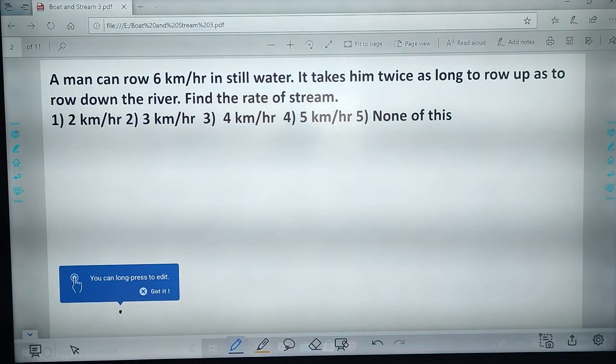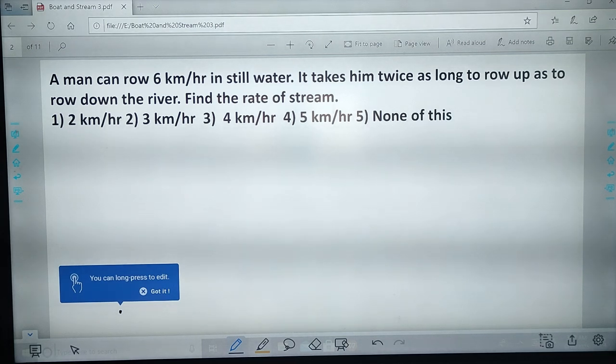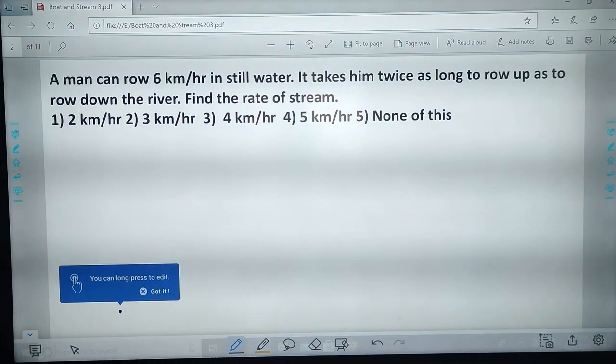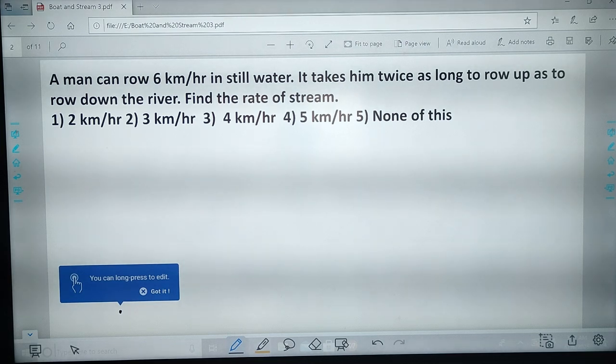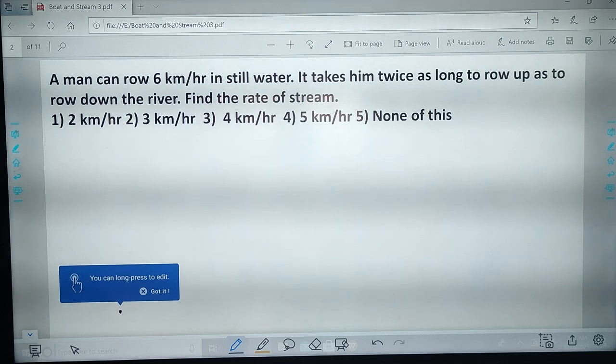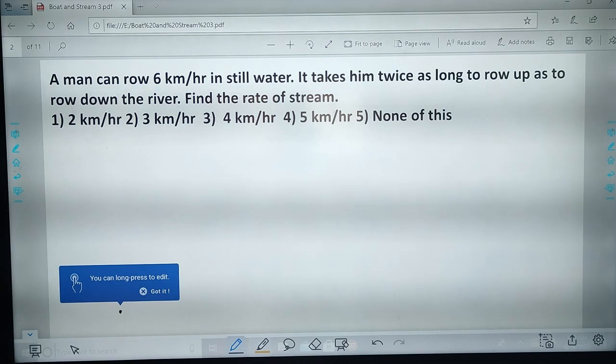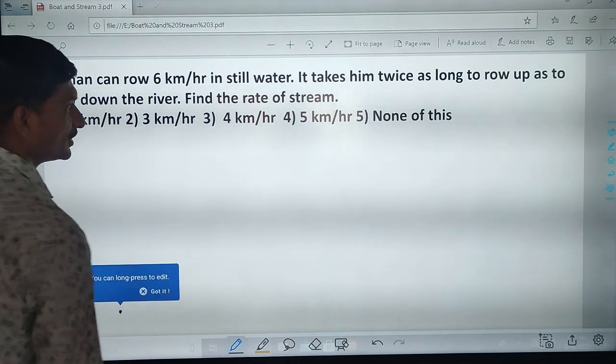A man can row 6 km per hour in still water. It takes him twice as long to row up as to row down the river. Find the rate of stream.